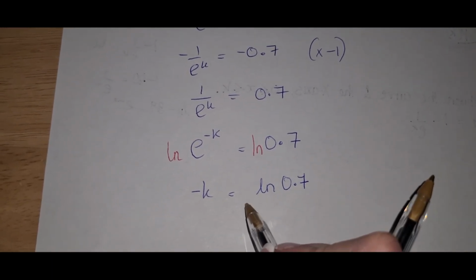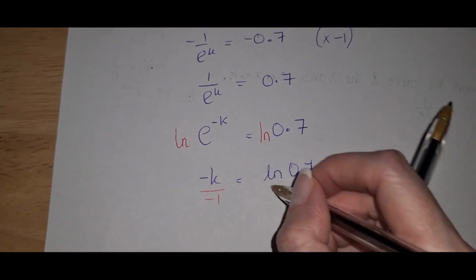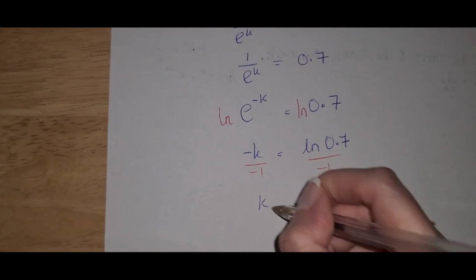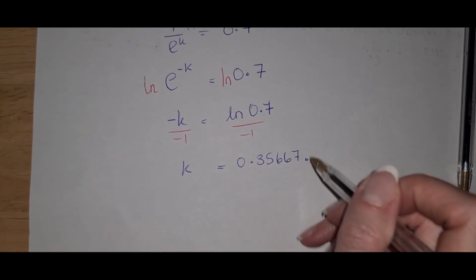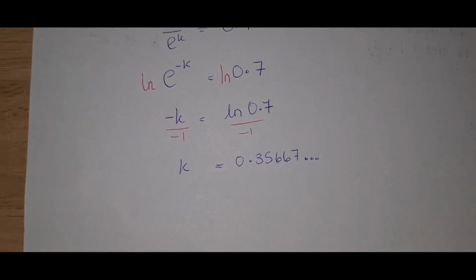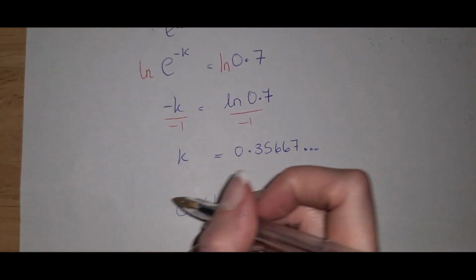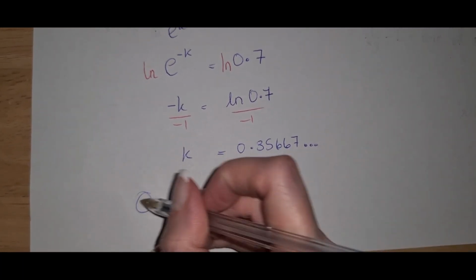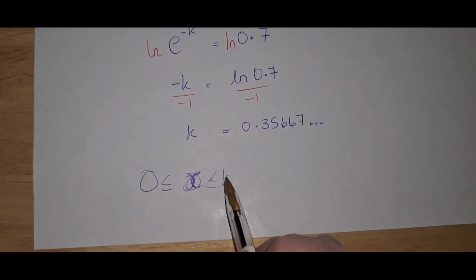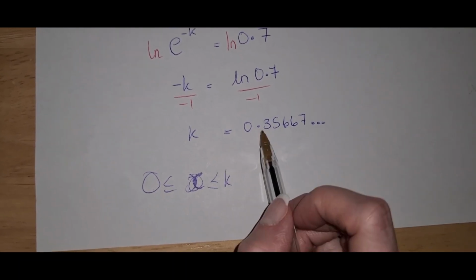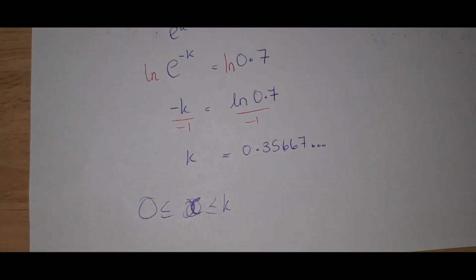So minus k is now equal to ln 0.7, divide across by minus 1, and you will get k is now equal to 0.35667, and so on. So that's your value of k, which is accurate, because remember they had originally said k lies between, x, your interval, lies between 0 and k. So obviously, if that's the lower and that's the upper, well then this has to be a value greater than 0, which it is, 0.356. And they never asked you to round in the question, so that's your final answer for k.